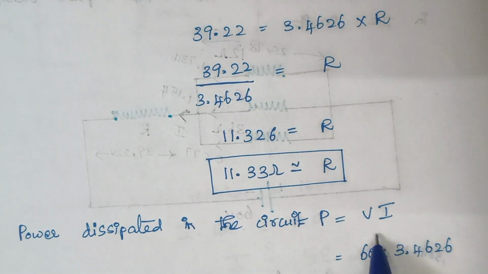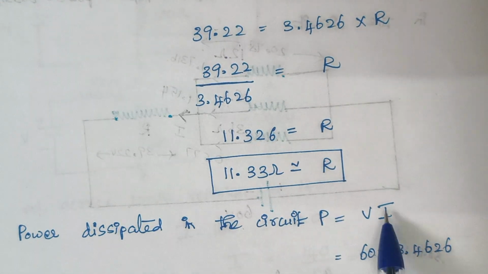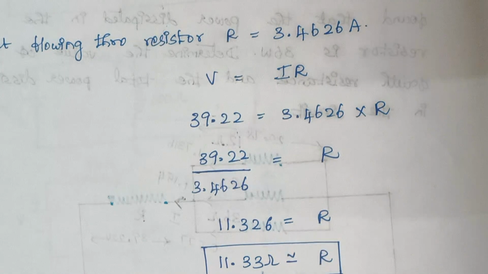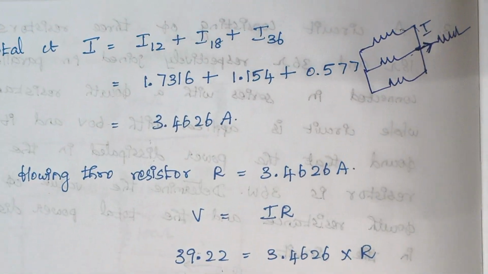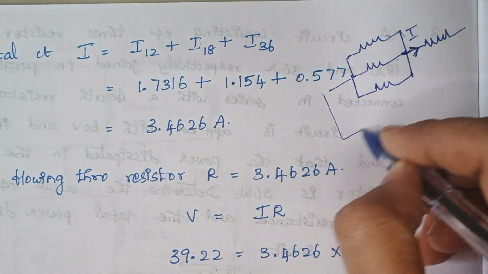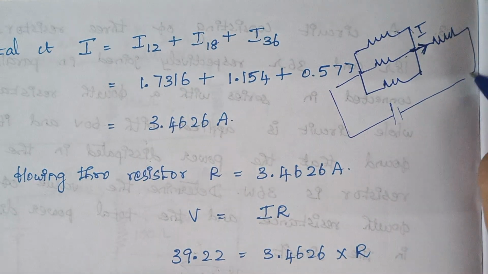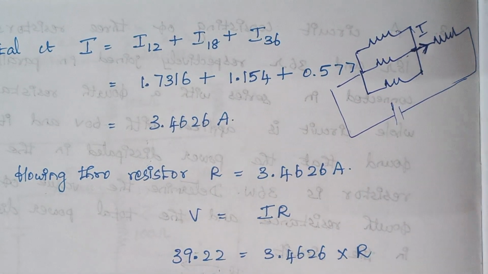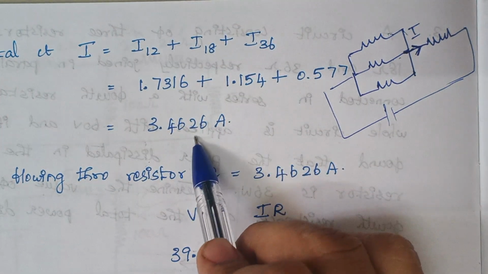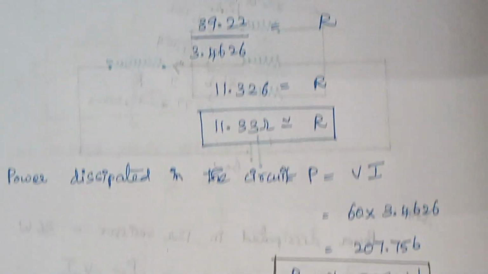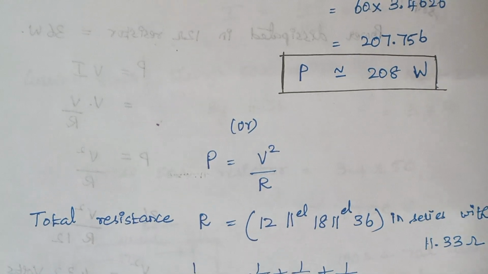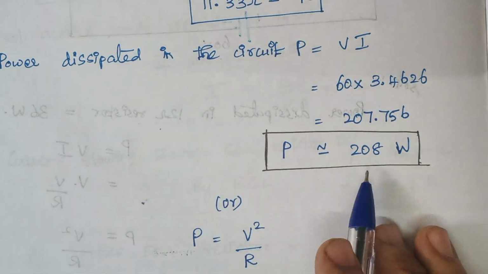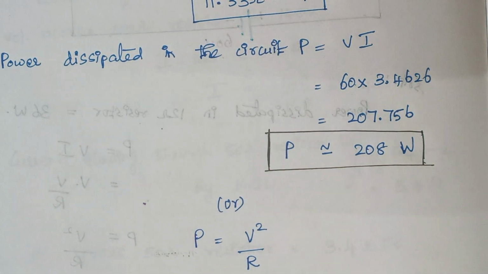We know the value of V, which is given in the problem, and we had calculated the current that flows through the circuit. What is the current that flows through the circuit here? Again, this is the current, right? This is our circuit, so this I is the current that flows through the circuit. We had calculated the I also, so just substitute it here. That is V into I. So the value of power is 208 watts, right?